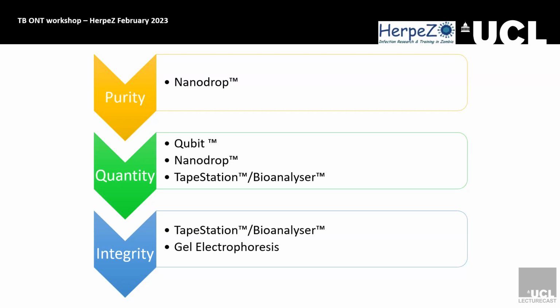So we always Qubit it to get the concentration, and then we TapeStation it to get the actual integrity of the DNA. I tried it a few times using what the TapeStation told me the concentration was, and I put way too much DNA in, and that doesn't really work very well. So Qubit, or the fluorescence-based assays, because there are other ones, are definitely the best for quantification.